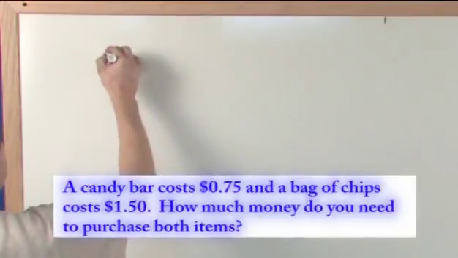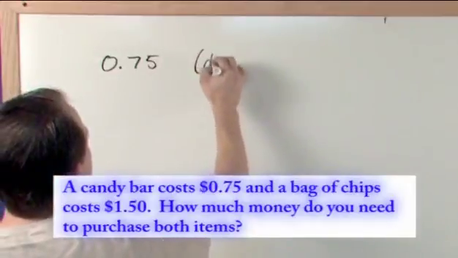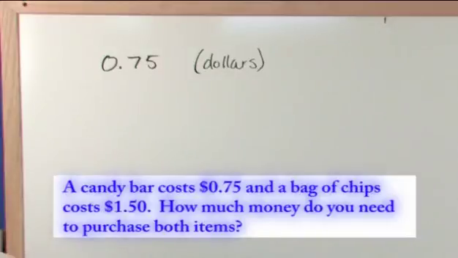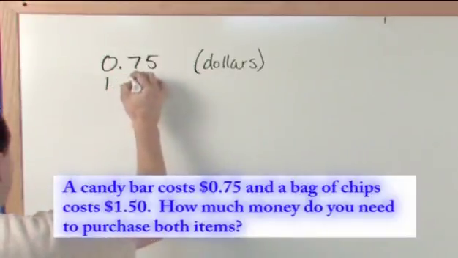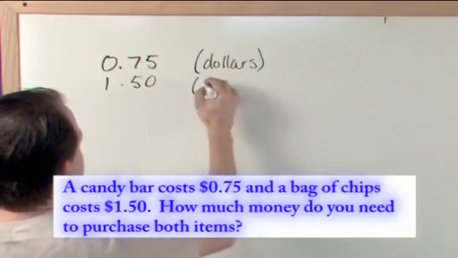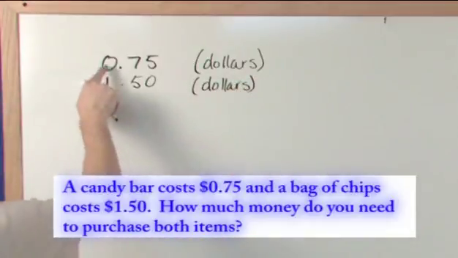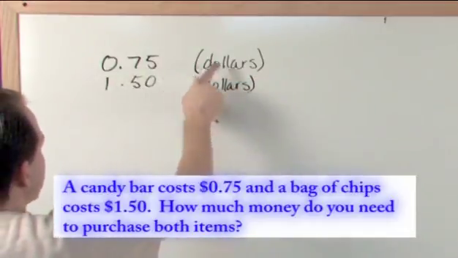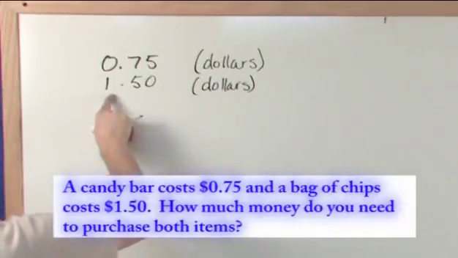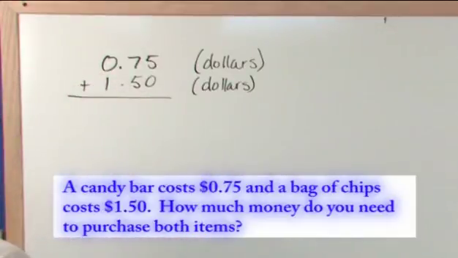Okay? So 0.75, and that's dollars. And this is for the candy. Okay? And I'm going to add to it $1.50. And this is also dollars. Okay, so here are my units. 0.75, which is 75 cents, which is $0.75. And $1.50 is $1.5. Okay? I'm going to add them together.